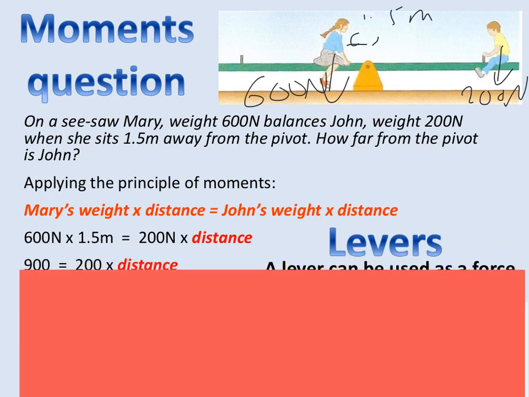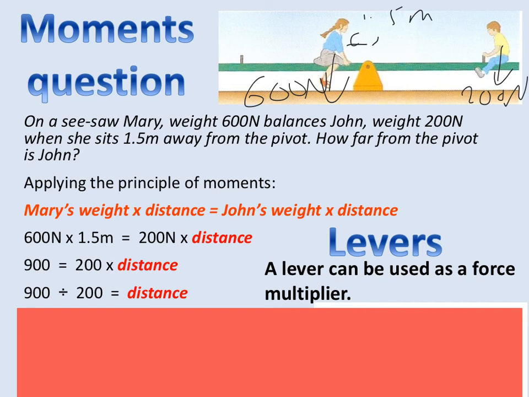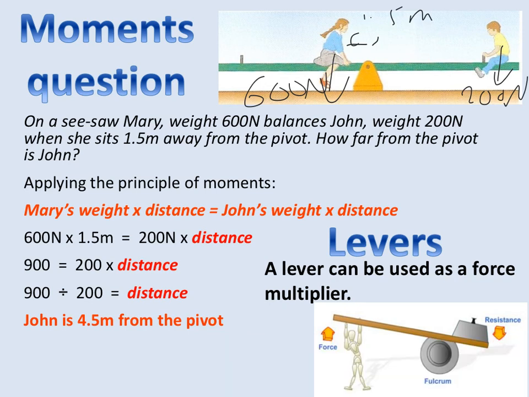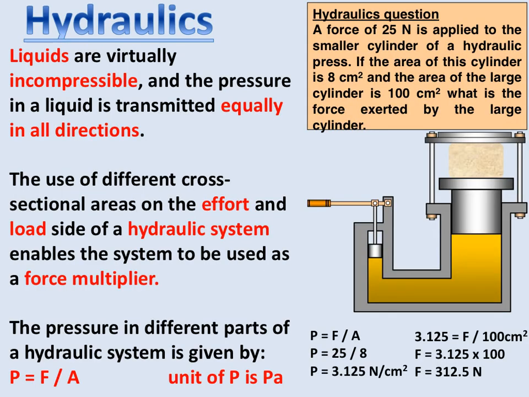So you can simplify this and then rearrange it. So we get 900 is equal to 200 times the distance to John. So therefore 900 divided by 200 gives us our distance to John. And we can find that John is 4.5 metres from the pivot. You also need to be aware that levers can be used as a force multiplier. So by using a lever at a longer distance, you can increase the force that you're applying on the far end of the load. We'll now look at hydraulics.